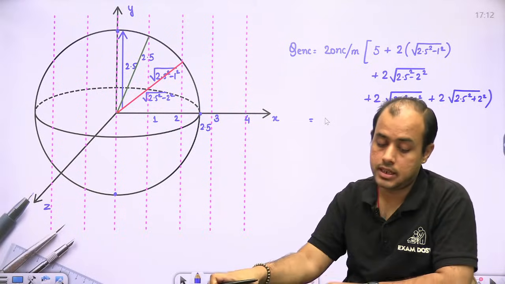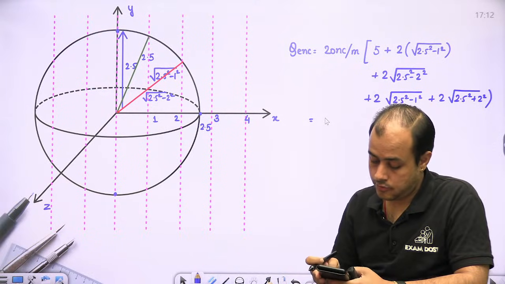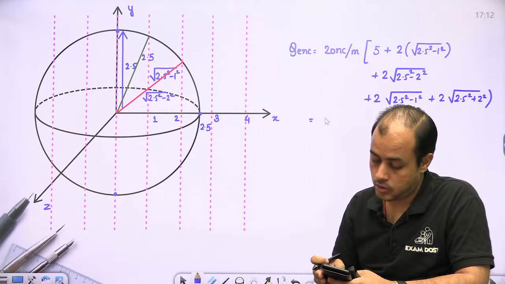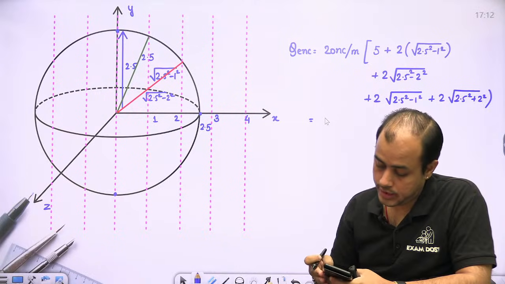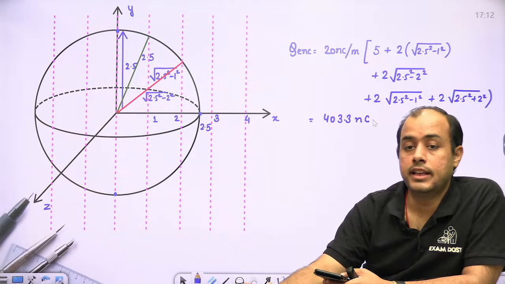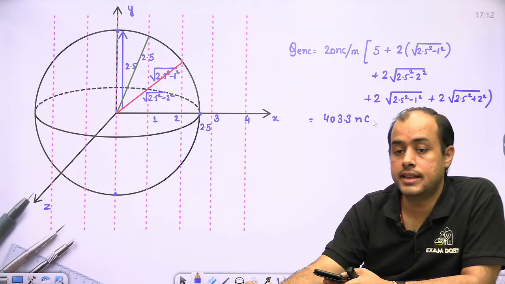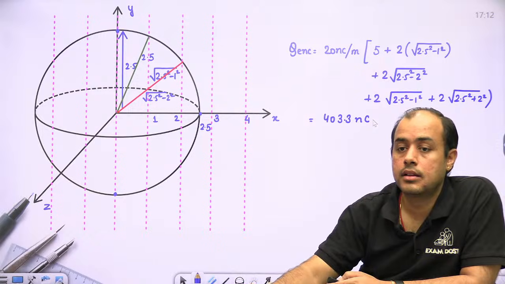Now what it will become? 5 plus 4 times under root 6.25 minus 1 plus 4 into 1.5. 20.165. So 403.3. I'm getting 403.3. Let me check. 403.3. क्लियर हुआ?